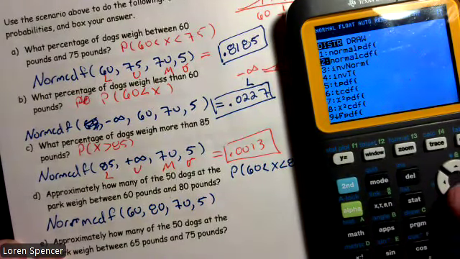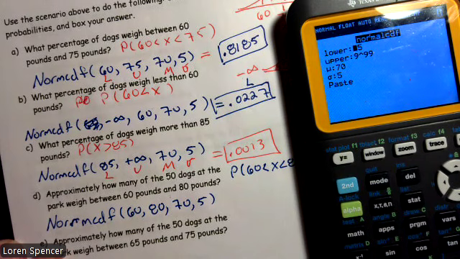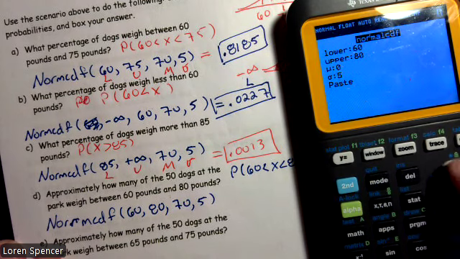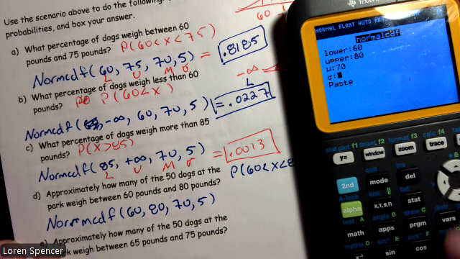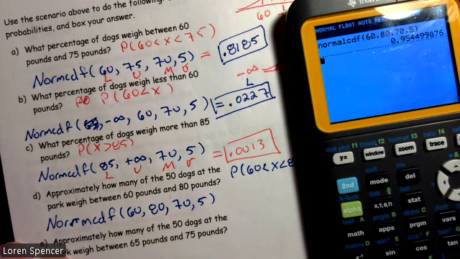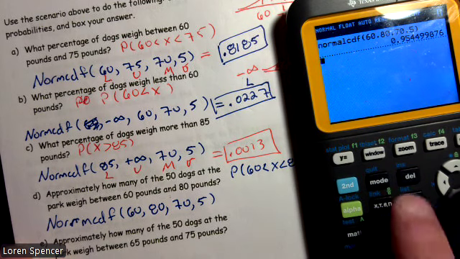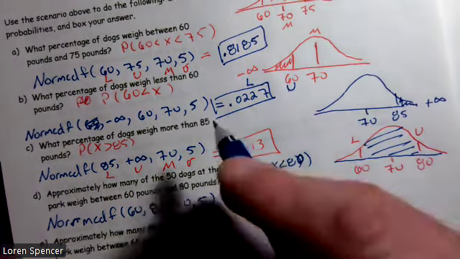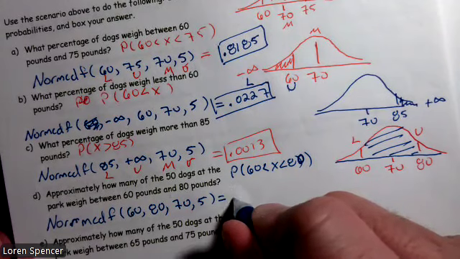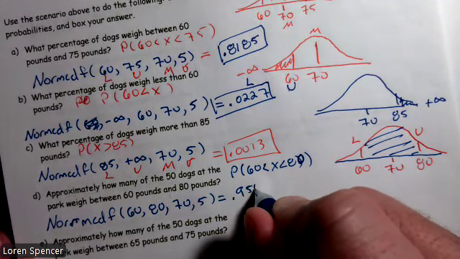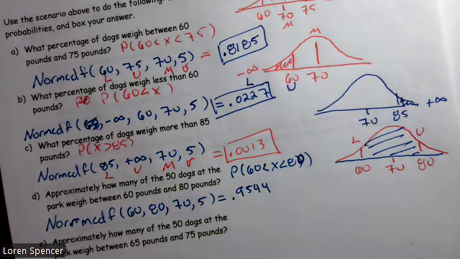Second VARS, normal CDF, 60, 80, 70, standard deviation of 5. And we end up getting 0.9544, pretty close to that 95%. This is a more precise measurement. So now I need to figure out how many dogs. Well, I'm going to need that value right there.